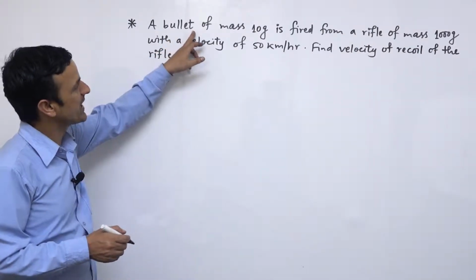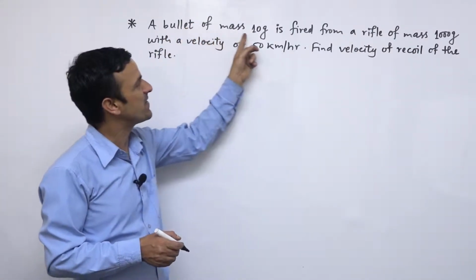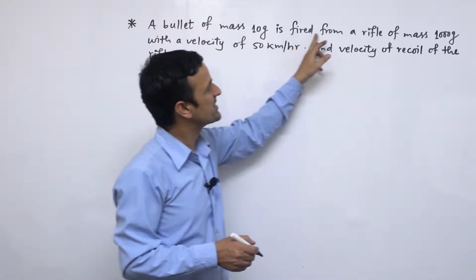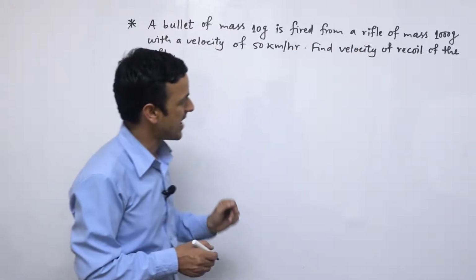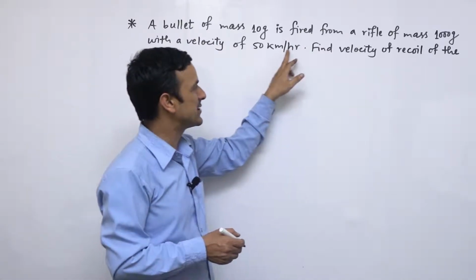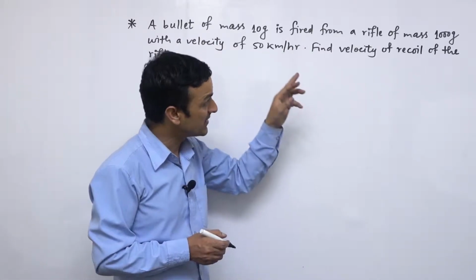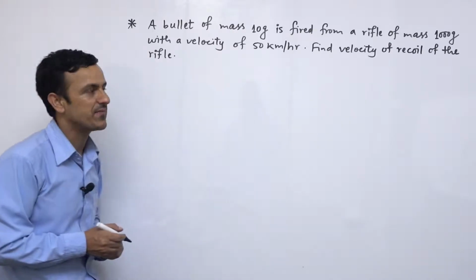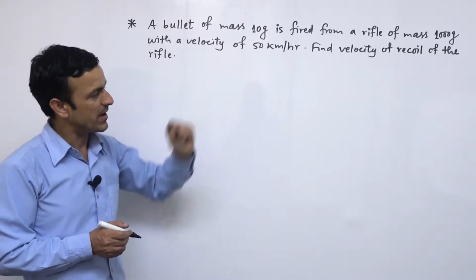Dear students, let us see another question. A bullet of mass 10 gram is fired from a rifle of mass 1000 gram with a velocity of 50 km per hour. Find the velocity of recoil of the rifle.